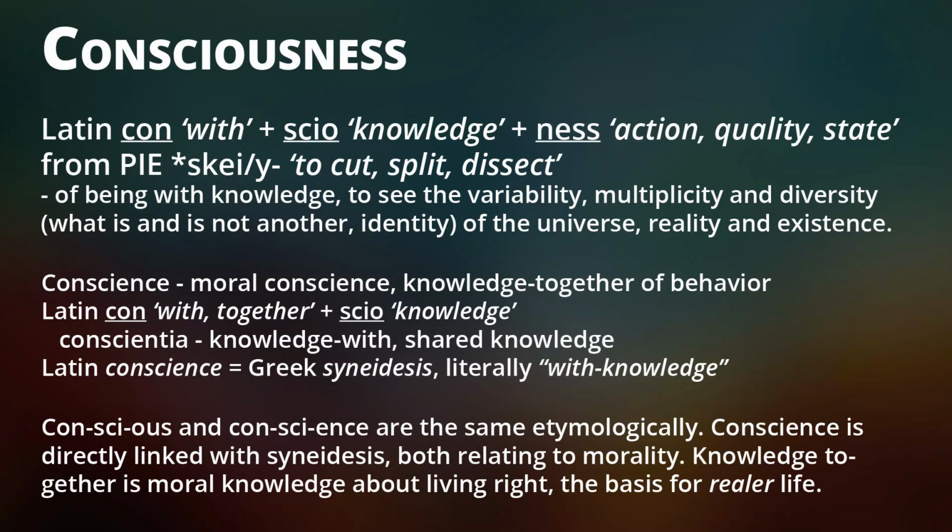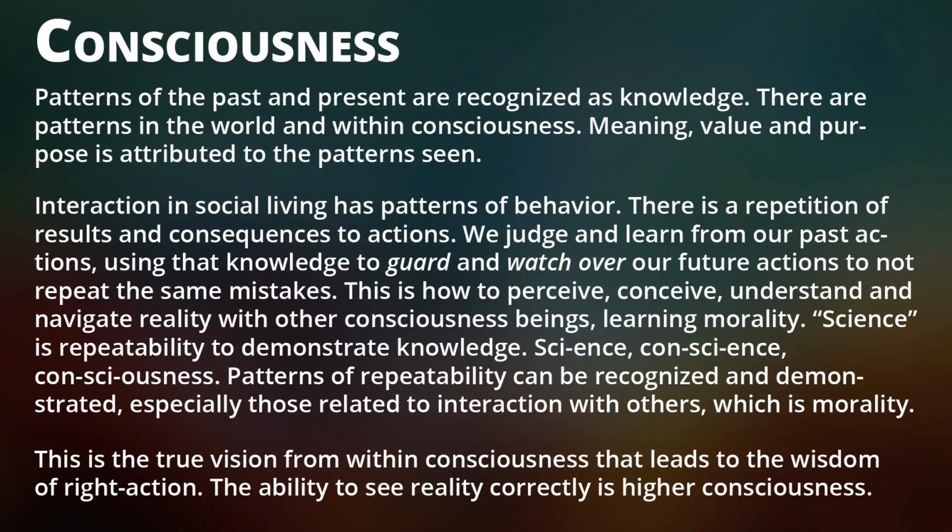Slide number 2, consciousness. Patterns of the past and present are recognized as knowledge. There are patterns in the world and within consciousness. We can recognize patterns in the world that repeat, and we can also recognize patterns within our own consciousness that are abstractions of patterns in the world, and we can develop even more pattern recognition. Meaning, value, and purpose is attributed to the patterns seen. So whenever we see a pattern, we recognize it, and then we can even attribute a meaning to that pattern, why that pattern is repeating in reality, the value of it, that pattern's worth more than another pattern we see, the purpose, and we attribute a purpose, somewhat similar to meaning.